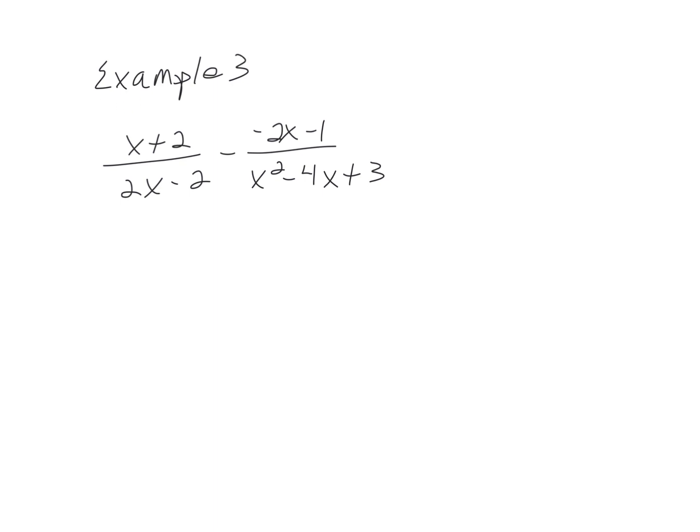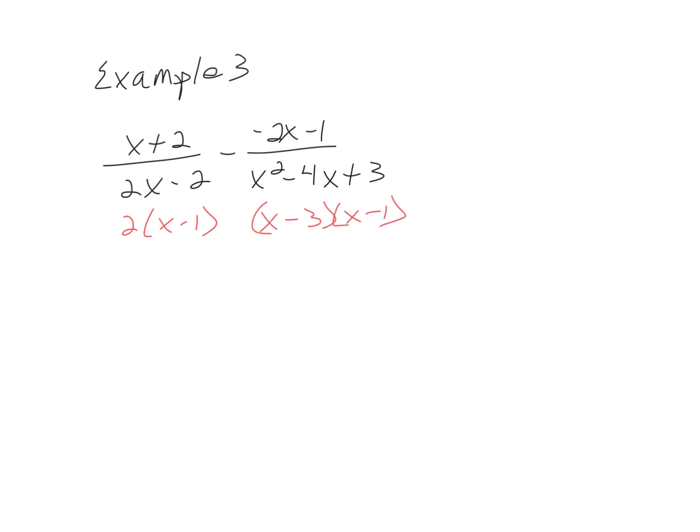So here with example 3, we have x plus 2 divided by 2x minus 2 minus negative 2x minus 1 over x squared minus 4x plus 3. So this is a subtraction problem, but we still need to find a common denominator. Now I'm going to go ahead and simplify these two to find my least common denominator. So I have 2 times x minus 1. And then on the right, let's see, that's a trinomial. We factor that out as x minus 3, x minus 1.